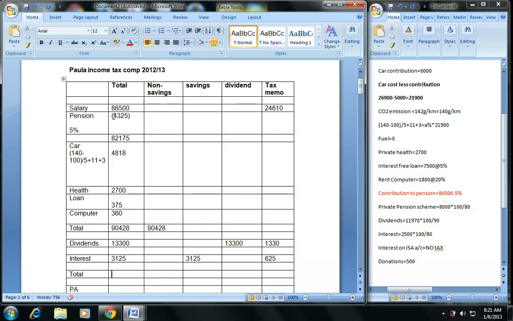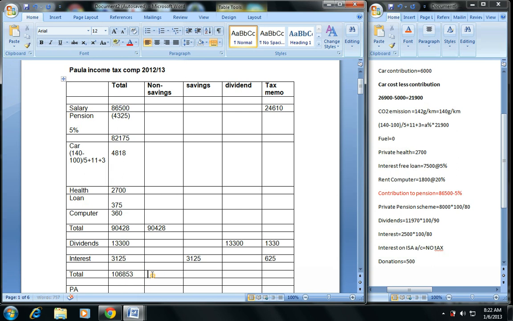Now let's put all of them together. Add all of them. We get 106,853. This figure is all the income that is being allocated to Paula in the year, not only her salary. She received benefits in kind for the car. They bought a car for her, and we have quantified how much that car benefits her in monetary terms. The health insurance that was paid on her behalf, the loan, the computer, dividends and everything. This is the amount of income.